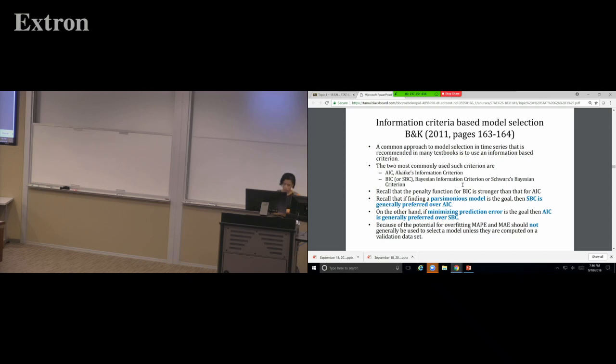A statement I wanted to make: we talked briefly about MAPE and MAE, the mean absolute percentage error and the mean absolute error. In general, they have a potential for overfitting. They generally should not be used to select a model unless they are computed on a validation data set.